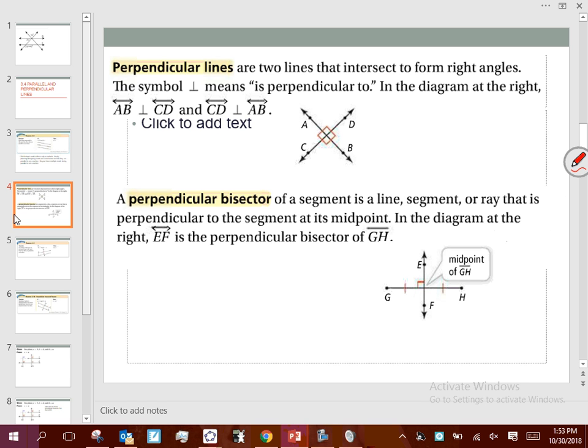Perpendicular lines. The rest of our theorems today are going to involve this idea about perpendicular lines. So we need to define what perpendicular means. Perpendicular lines are just lines that intersect to form right angles. That's the definition: lines that intersect to form right angles.